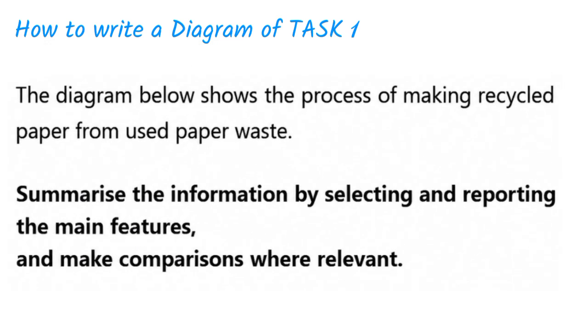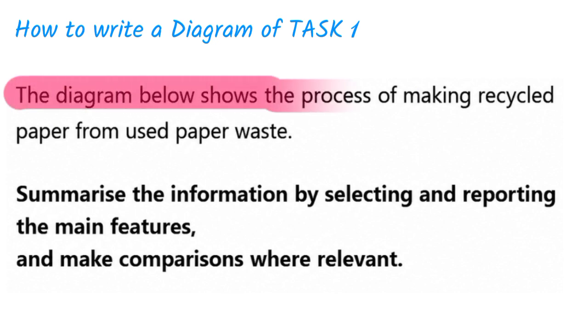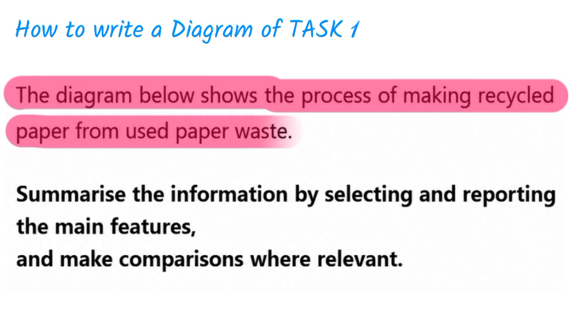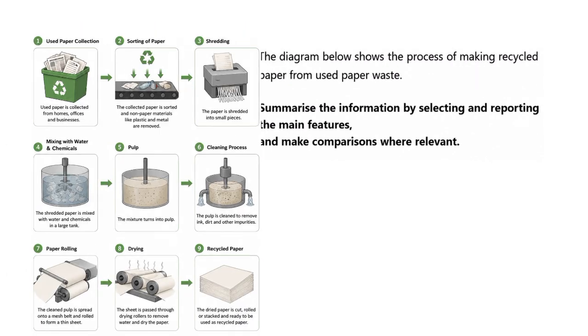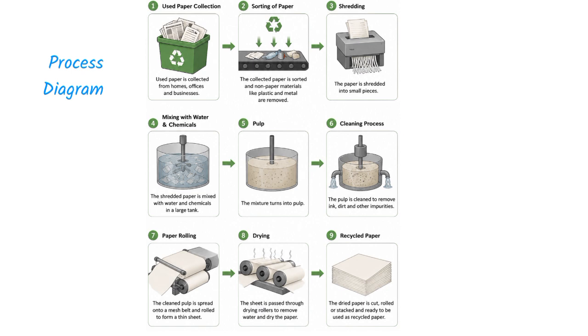Let's take a closer look at our question card. It says that the diagram illustrates the process of producing recycled paper from used paper waste. Summarize the information by selecting and reporting the main features, and make comparisons where relevant. Now let's examine our diagram. In this case, it is a process diagram. It shows the process of recycling paper and turning it into reusable paper products.